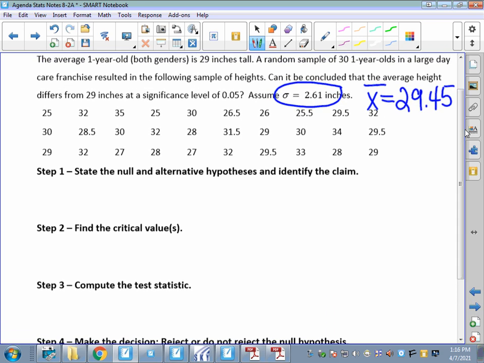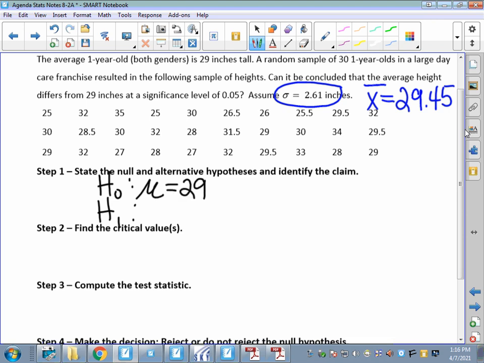All right, state the null and the alternative hypotheses and state the claim, or identify the claim. So H sub O, H sub 1. Well, H sub O is always our equality, right? The average 1-year-old is 29 inches tall. That is our H sub O. Mu, our average, is equal to 29.